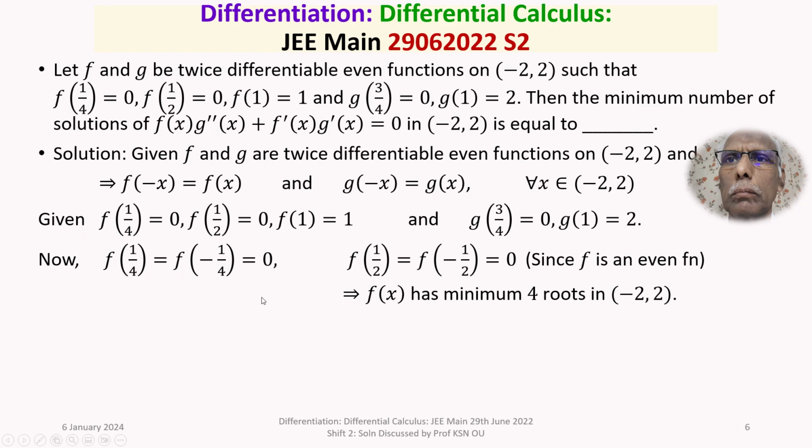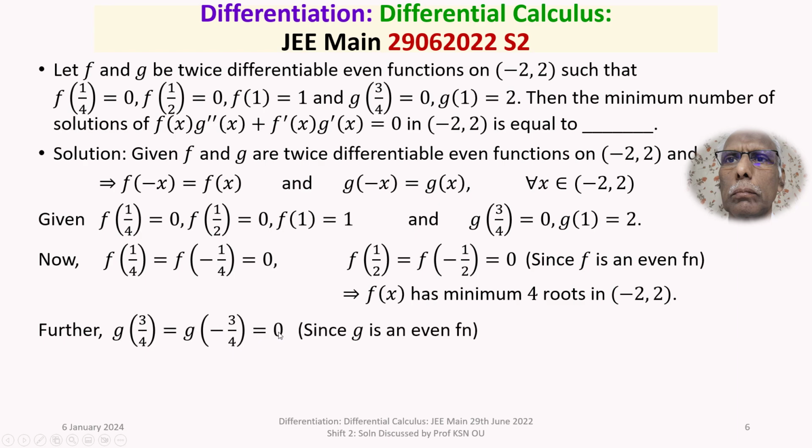This is for the function f. Let's consider now the second function g. g of 3/4 is equal to g of minus 3/4 is equal to 0 because g is an even function. So this will tell you g of x has at least 2 roots in -2 to 2. And remember here 1 is not a root of f of x because f of 1 is not 0, and 1 is not a root of g of x because g of 1 is not 0. Agreed. So now let's recall a result.